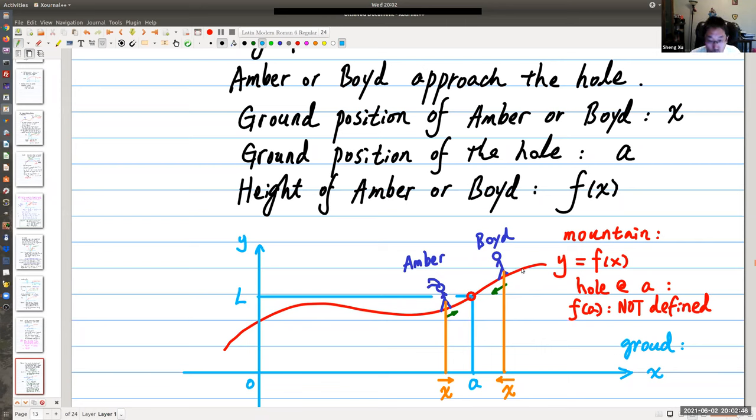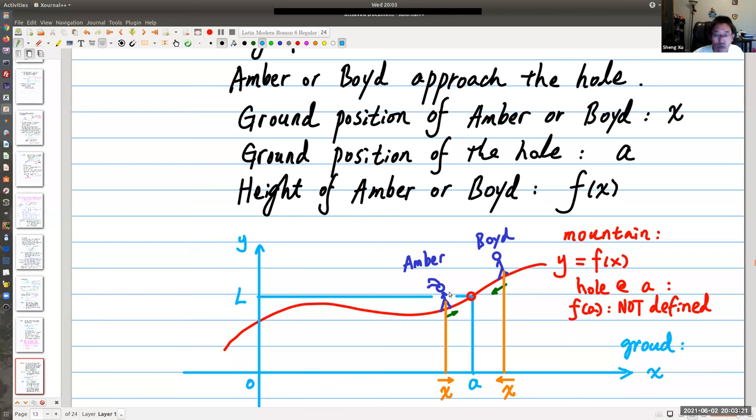They walk toward that hole. Clear? And in this case, because there is a hole at a, the function f of x is not defined at that hole. Okay, f of a is not defined in this case. I use an open circle on the curve. Clear? But we know the location of this hole is at x equals a, and the height of this hole corresponds to this number L.